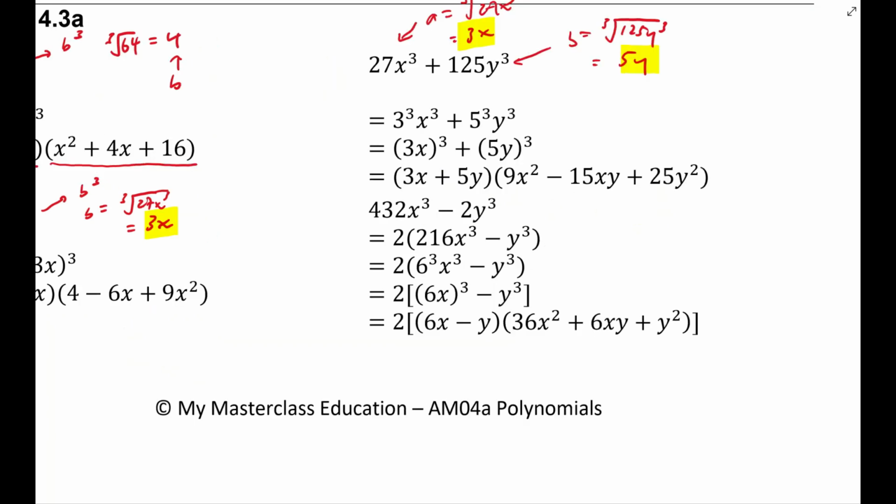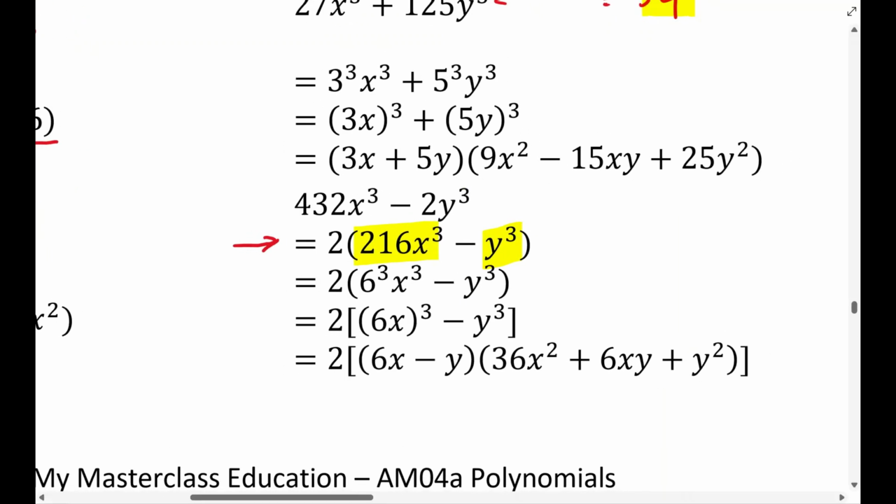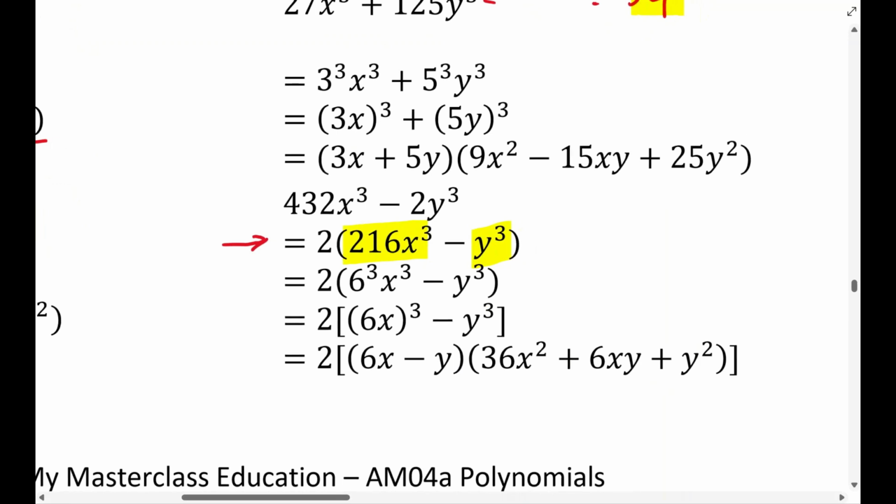Now your final example, 432x cubed minus 2y cubed. Directly cube rooting 432x cubed or 2y cubed will come out as many decimal places, which is not right. So what you can do in your first step is to factorize 2 out to make your values into ones that are perfect cubes. So you get y cubed and 216x cubed. So you factorize 2 out first. And from then on, these become perfect cubes.